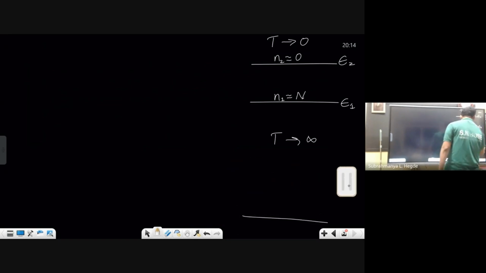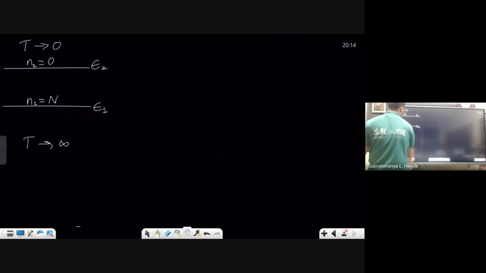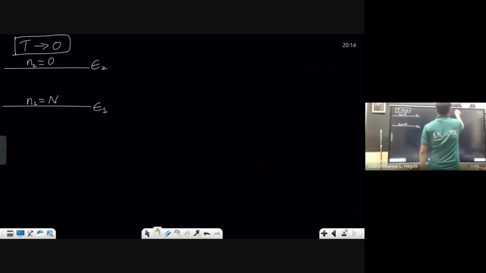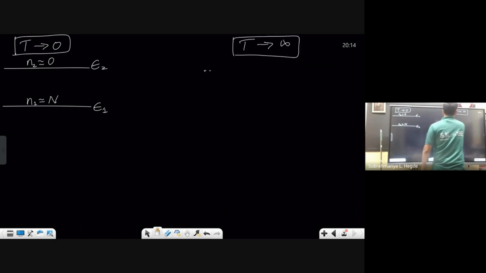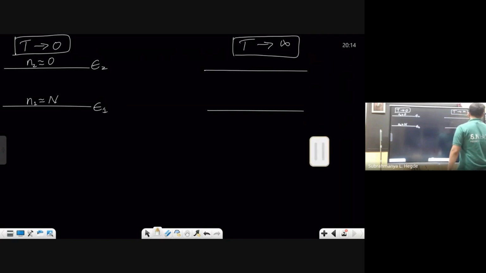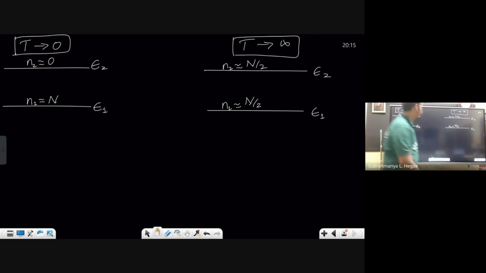So I think I better draw here only. As temperature tends to 0, it will happen. As T tends to infinity, what will happen? E1, E2. N1 is nearly equal to N by 2, N2 nearly equal to N by 2. We have already seen this one.